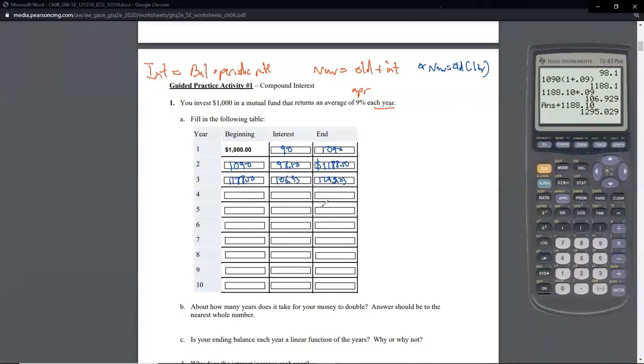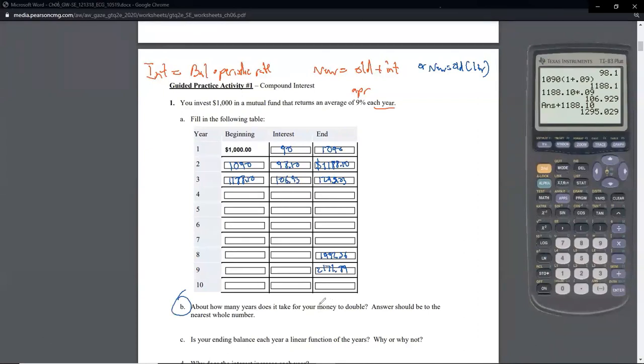All right, now if you keep going with this, I want to point out just a couple more answers. The ending balance for year 8 ends up being 1992.56. The ending balance for year 9 is 2171.89. And the only reason I'm doing that is because they ask how many years does it take to double your money?